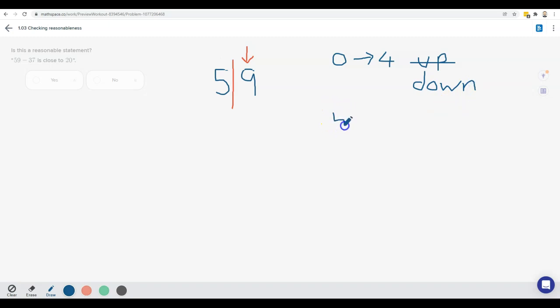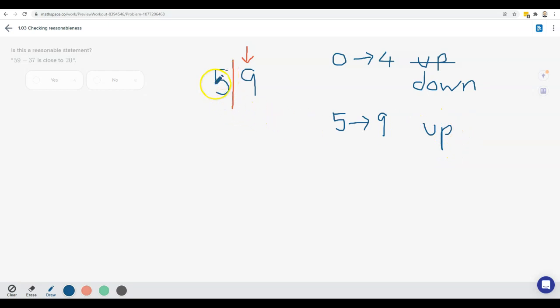If we have the numbers 5 through to 9, that's where we round up. So the numbers 0 to 4 mean that we round the number down, and if we have the numbers 5 to 9, we're going to be rounding up.